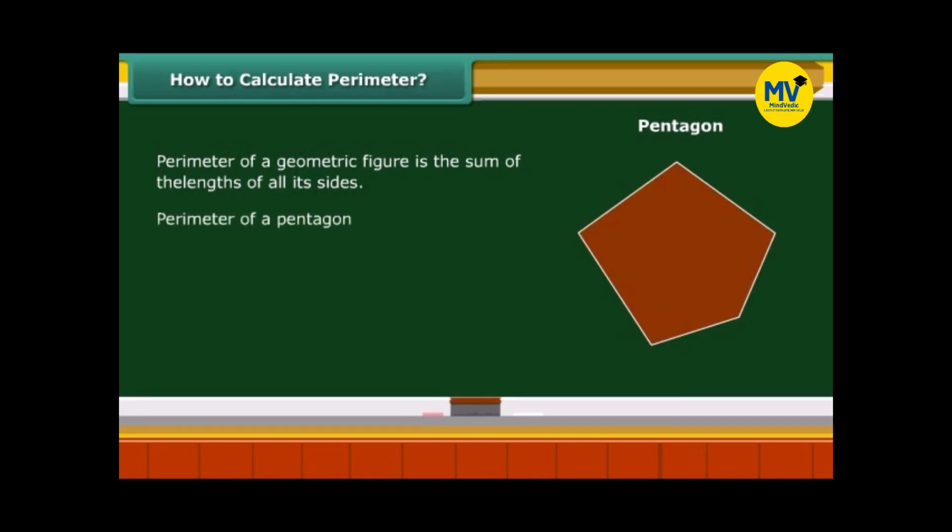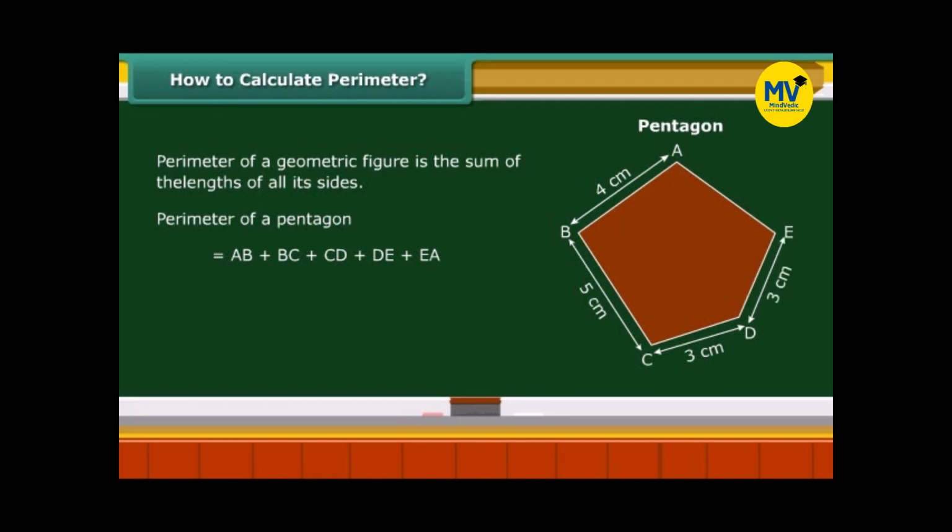Suppose the lengths of the 5 sides AB, BC, CD, DE and EA are AB as 4 centimeters, BC as 5 centimeters, CD as 3 centimeters, DE as 3 centimeters, and EA as 4 centimeters. The perimeter of the pentagon is 4 centimeters plus 5 centimeters plus 3 centimeters plus 3 centimeters plus 4 centimeters. That is equal to 19 centimeters.